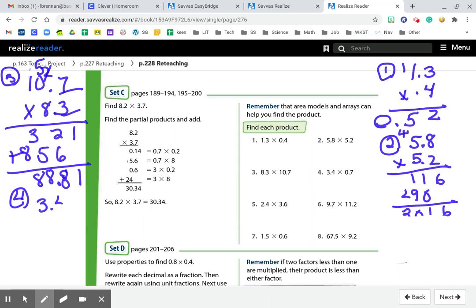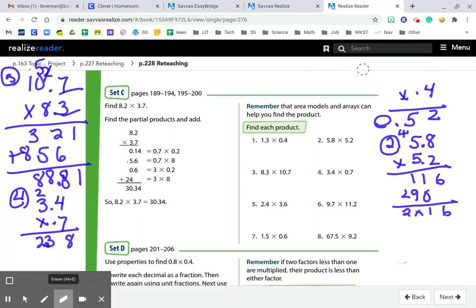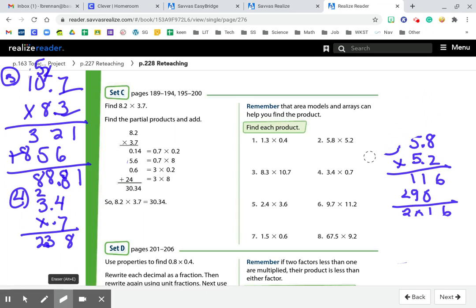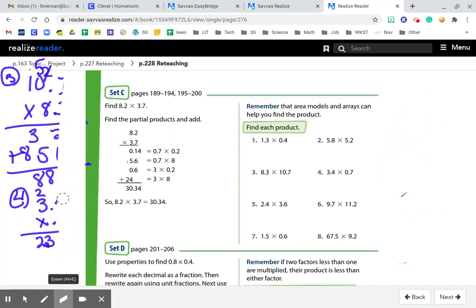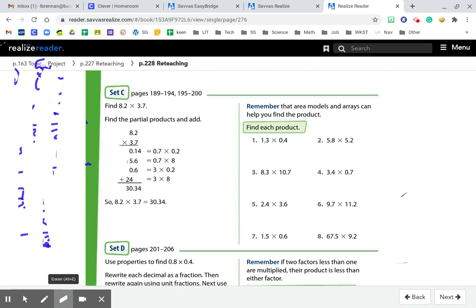3.4 times 0.7. 7 times 4, 28. 7 times 3 is 21, plus 2, 23. So number 4, 2 digits in decimal place value in the problem, 2 in my answer. I'm going to erase over here. I am going to let you finish these on your own and check your work on a calculator, because the bell's going to ring any second.